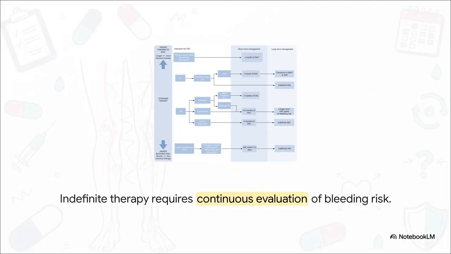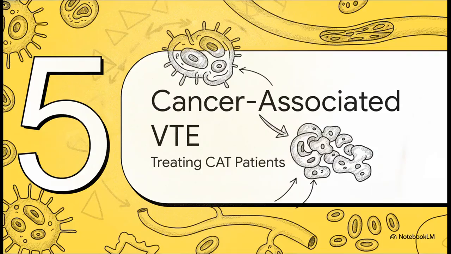For unprovoked VTEs, the path flows from the initial 3 to 6 months of oral anticoagulation directly into longer-term management based on bleeding risk. But here's the thing. Indefinite therapy does not mean prescribe it and forget it. The decision to keep them on it hinges entirely on you continuously reevaluating their bleeding risk at every single follow-up visit.